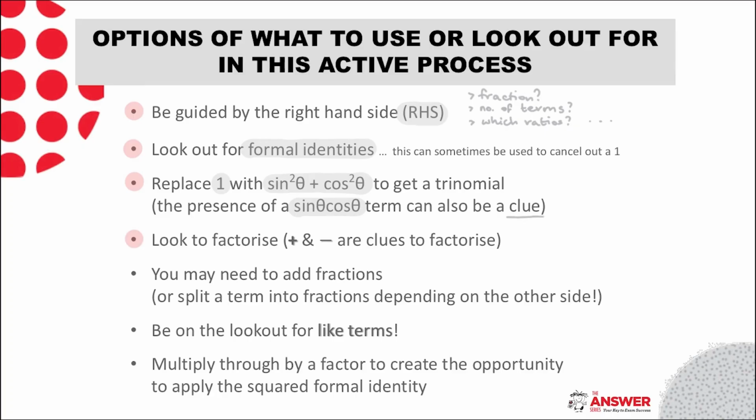Next, if there are terms, then look to factorize. Then you may need to add fractions or split terms, depending on the other side. Remember always to be on the lookout for like terms. You don't want to miss these. And then there is the trick of multiplying through by a particular factor that creates the opportunity to then apply the squared identity. We illustrate this option in one of the worked examples to follow.